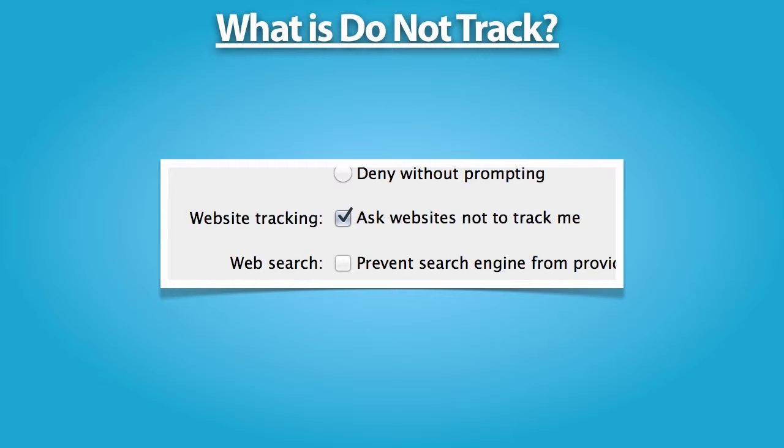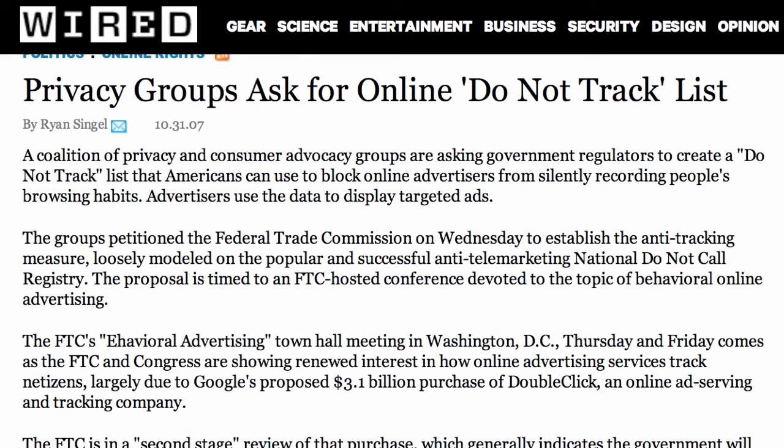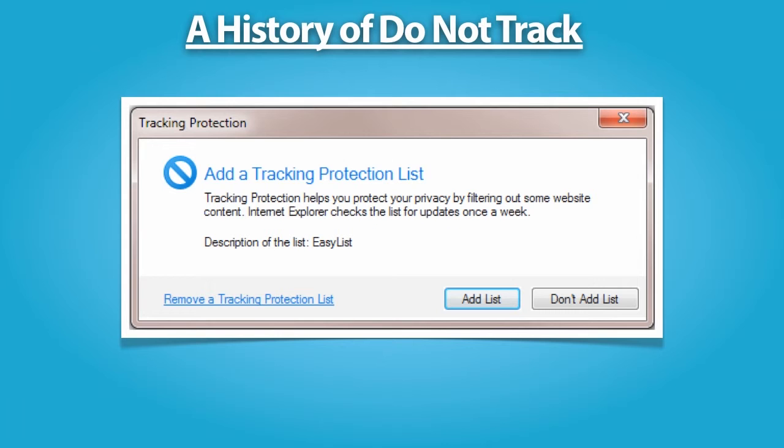The history of do not track is instructive. In 2007, several consumer advocacy groups asked the FTC to create a do not track list for online advertising, modeled after the popular do not call telephone list. Nothing came of the request until mid-2010 when the FTC announced it was formally exploring a do not track list.